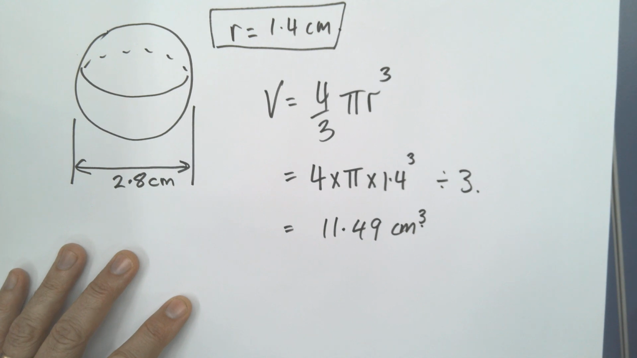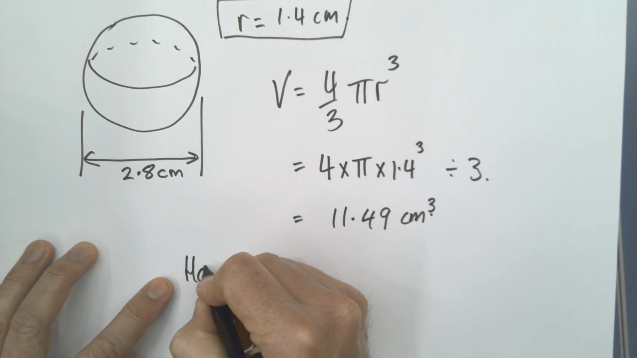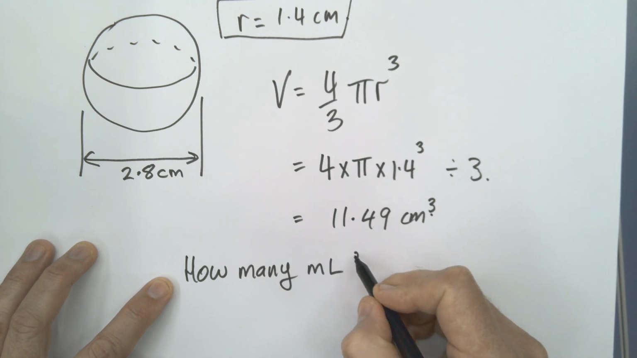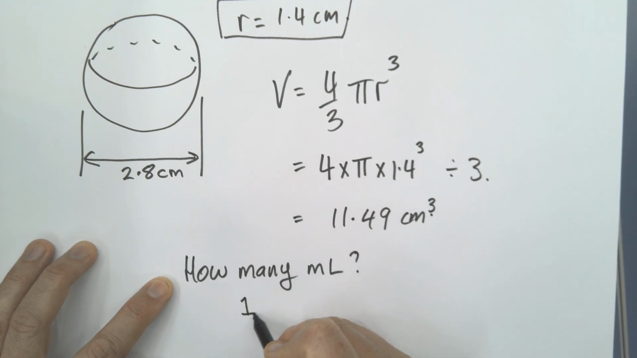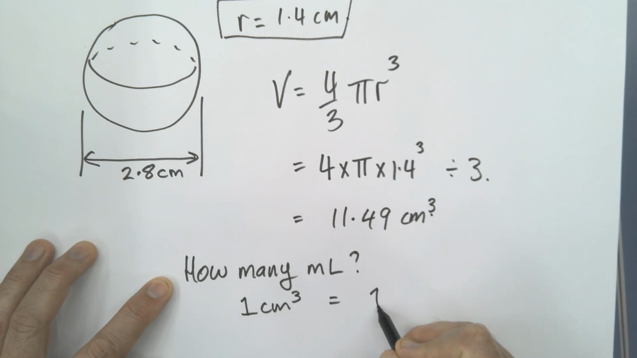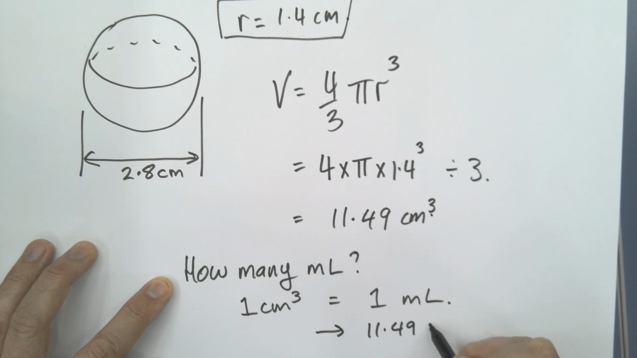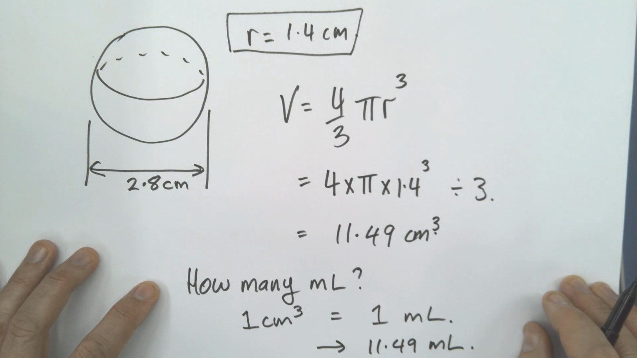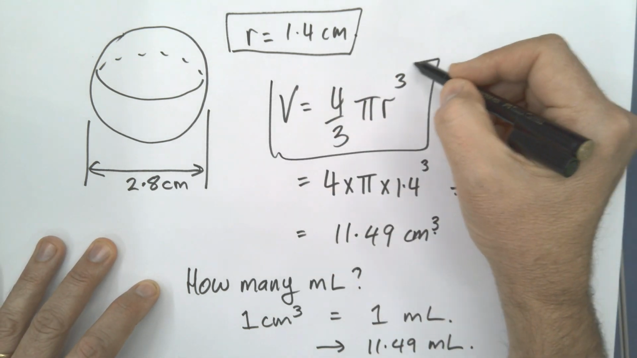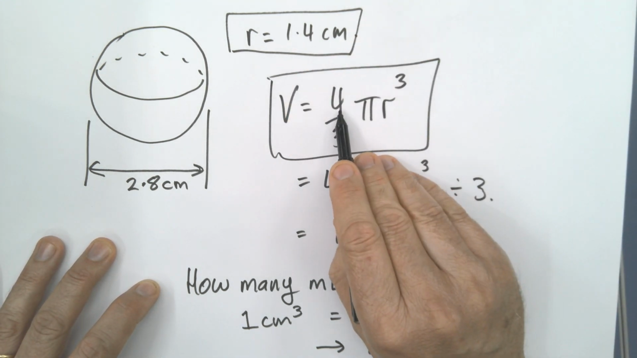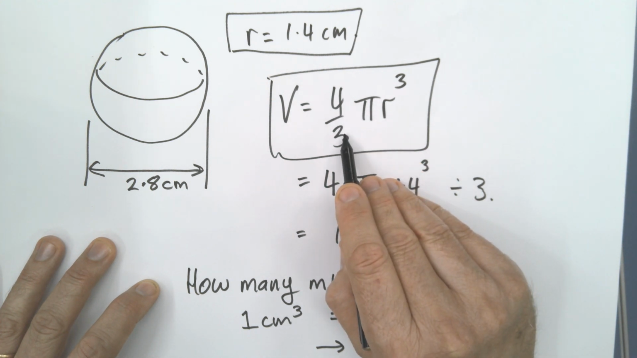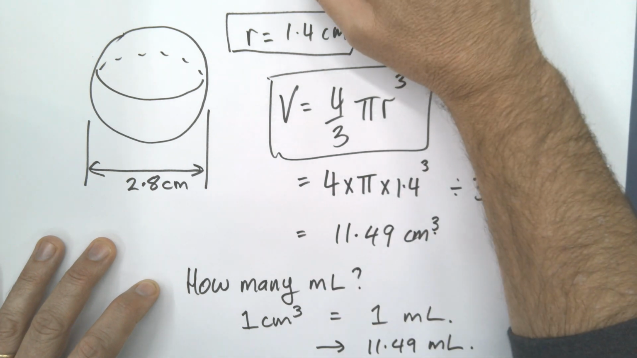Let's say the question asked how many milliliters are in this. Well, 1 cubic centimeter is 1 milliliter, so that means it'd be 11.49 milliliters. So that's pretty straightforward once you know how to drive this: 4 times pi times r cubed, and then at the end hit divide 3. Okay, get into it.